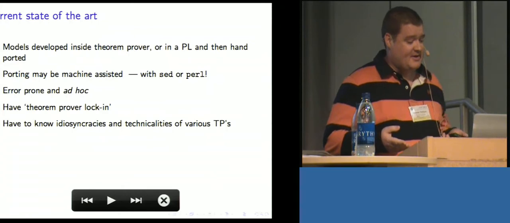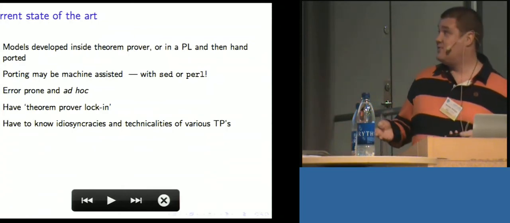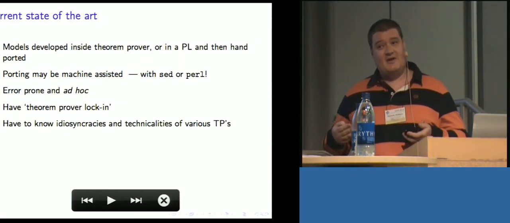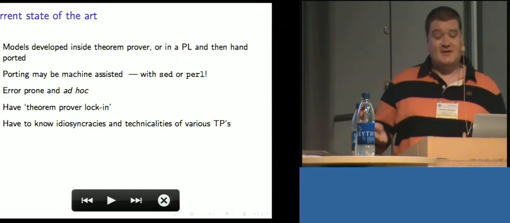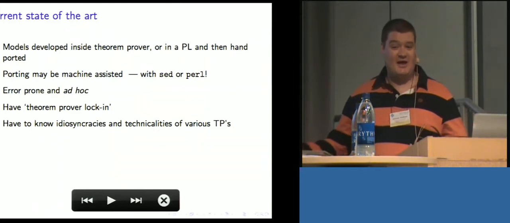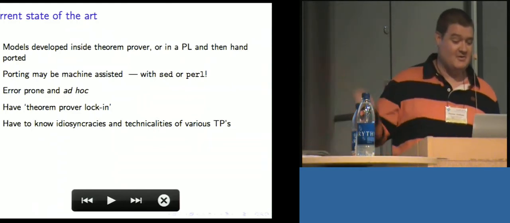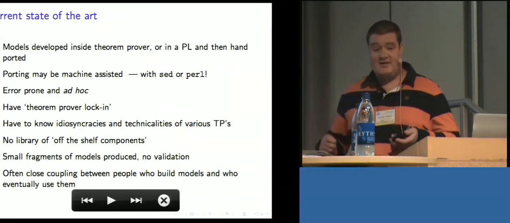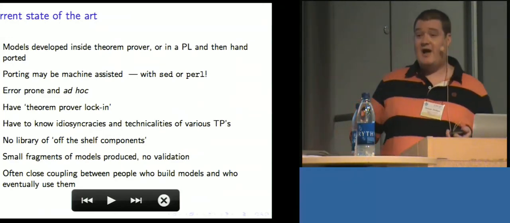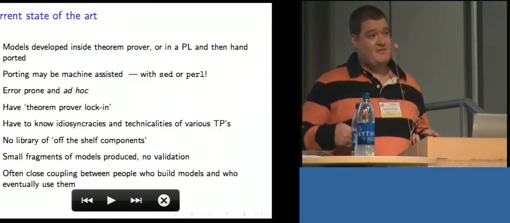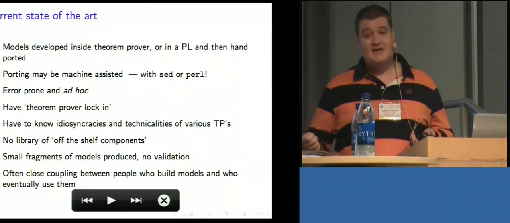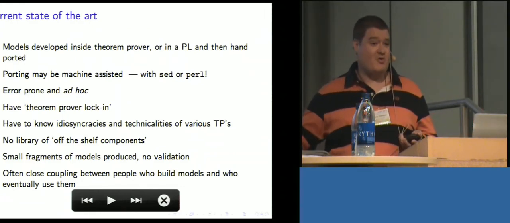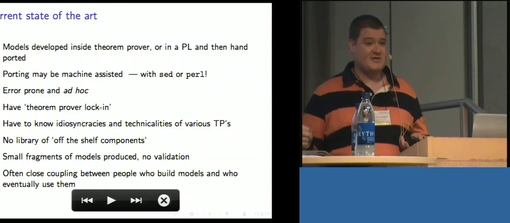Another ill as well is that when you're trying to port models between systems, you have to be quite an expert in both systems, and it's quite rare for people to be, say, an expert in Isabelle and an expert in PVS or whatever. Now, as a direct result of these ills, there's no library of off-the-shelf components. So if you're, say, building a verified C compiler, you can't just take an ARM model or a PowerPC model off the shelf and reuse it.